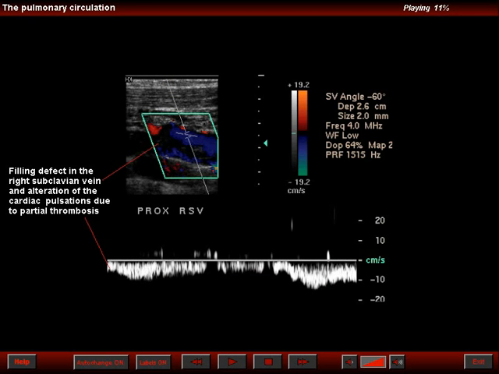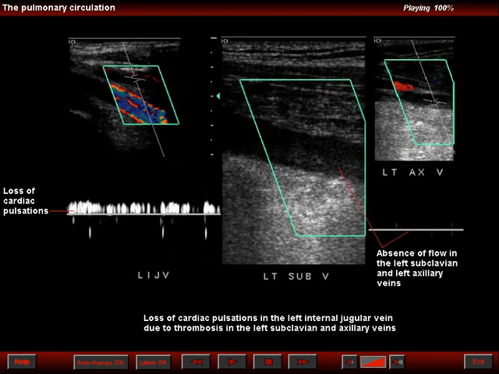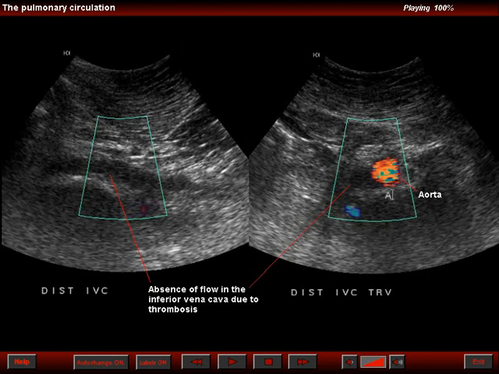In this patient with thrombosis of the right subclavian vein, one can see a filling defect in this vein and changes in the cardiac pulsation due to partial thrombosis. Indirect signs in this case that had thrombosis of the left subclavian and axillary vein were that although in the jugular vein one can see free flow, the pulsations are abnormal. Sagittal and transverse images of the inferior vena cava revealed the absence of flow due to thrombosis.